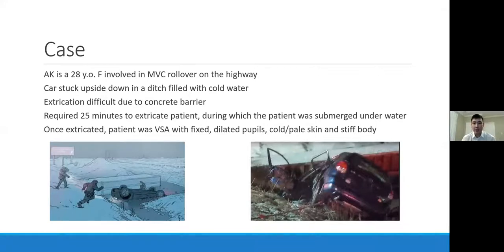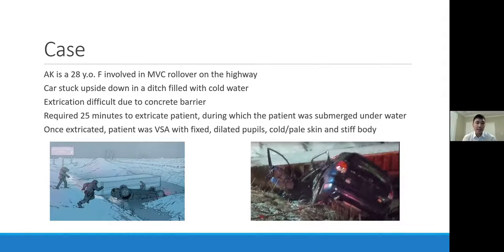Thankfully, a witness saw the car fall off the highway and called for help immediately. But even though the help arrived quickly, the extrication was very difficult because of the positioning of the car. It took approximately 25 minutes for the patient to be extricated because it required a tow truck to come pull out the car from the ditch before the patient could be removed. In that time, the patient was submerged under freezing water for about 25 minutes.